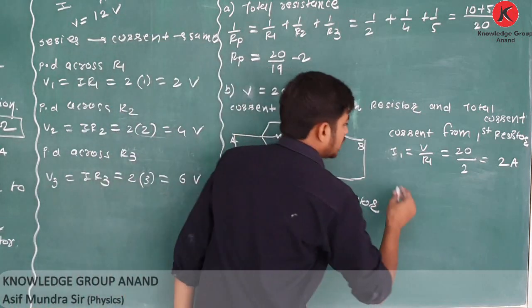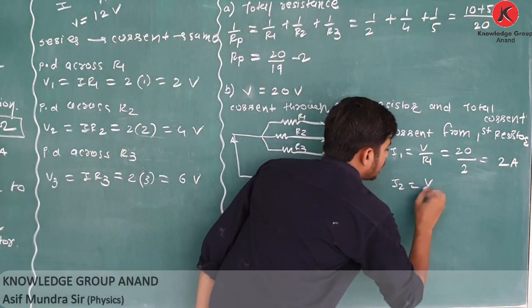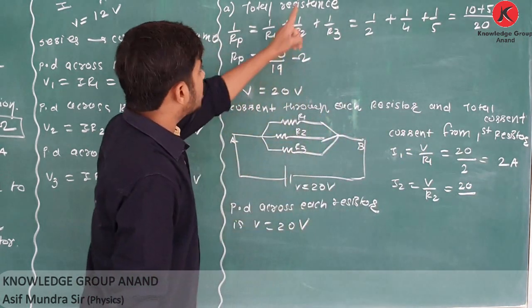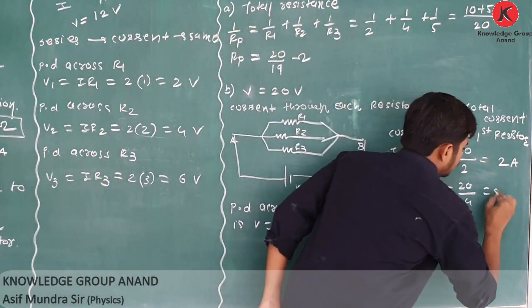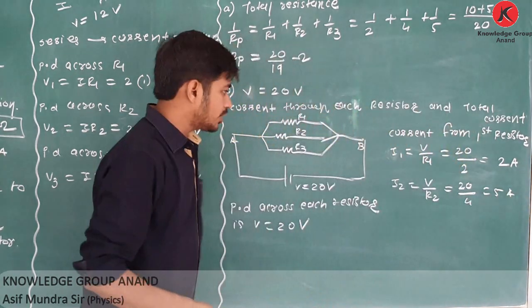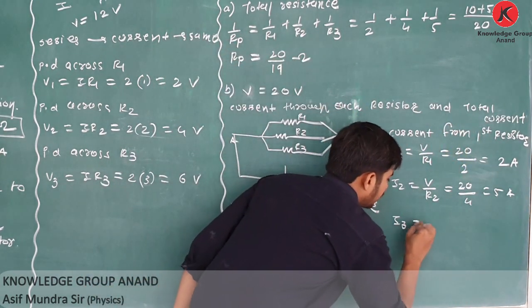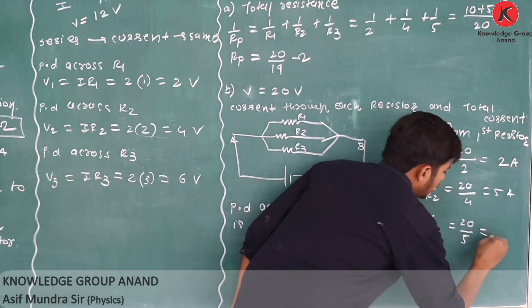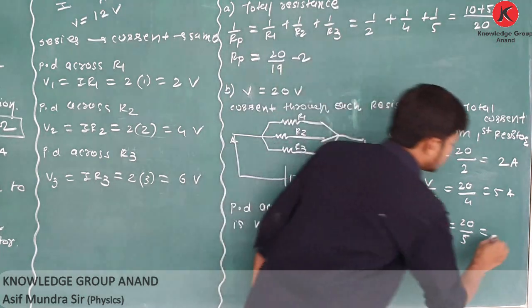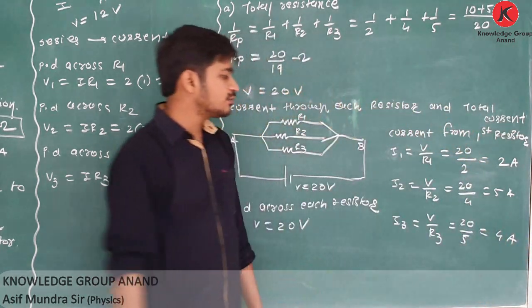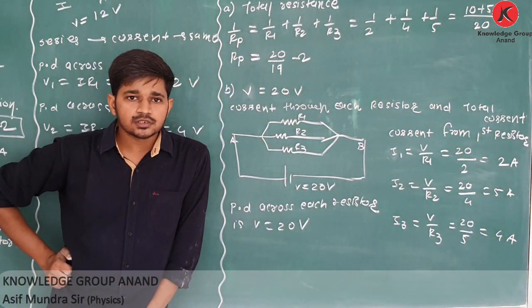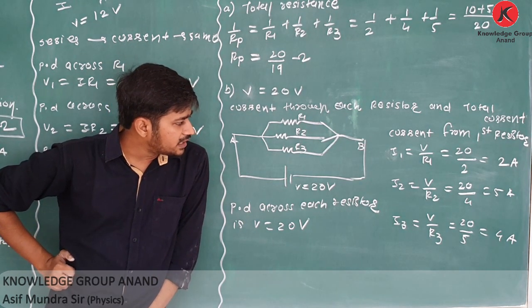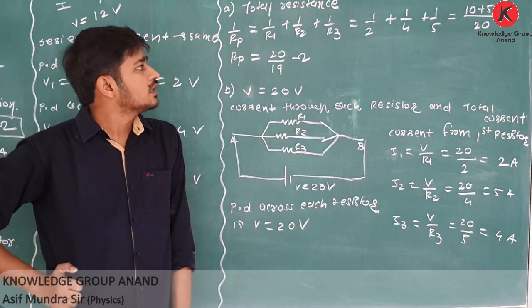Now similarly, the current flowing through the second resistor, I2, is V upon R2. What is the value of V? 20. What is the value of R2? It is 4. So yes, it is 5 ampere. Clear? Okay, what is the value of I3? Current flowing through the resistor is V upon R3, 20 divided by 5, so it is 4 ampere. Clear about this? Any doubt? Okay, 5 plus 4 is 9, and plus 10.